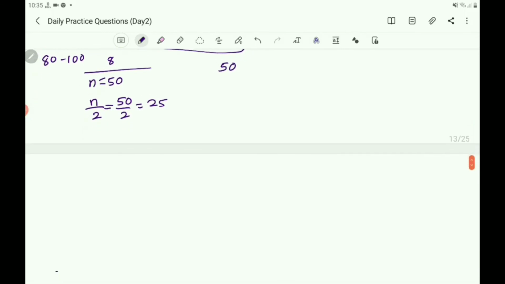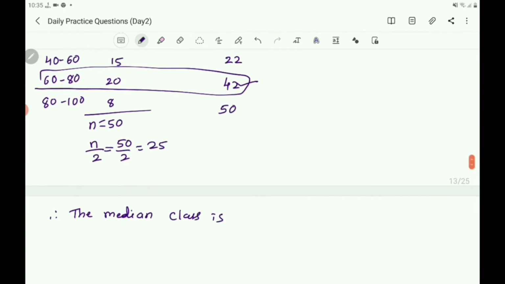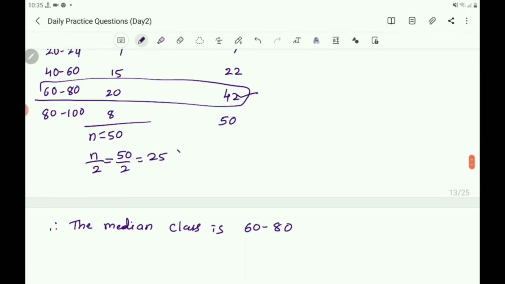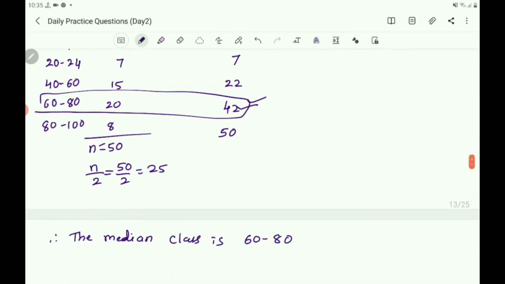Therefore you write, the median class is 60 to 80. Why do you have to take 60 to 80? Here n by 2 is 25 and the nearer greater in the CF is 42 only. So we have to take this class 60 to 80.